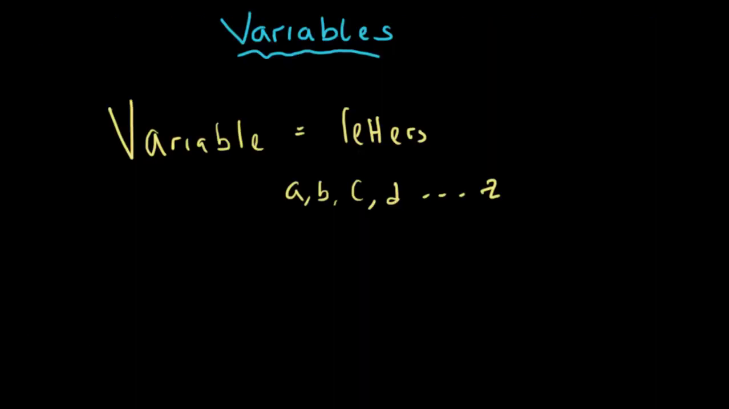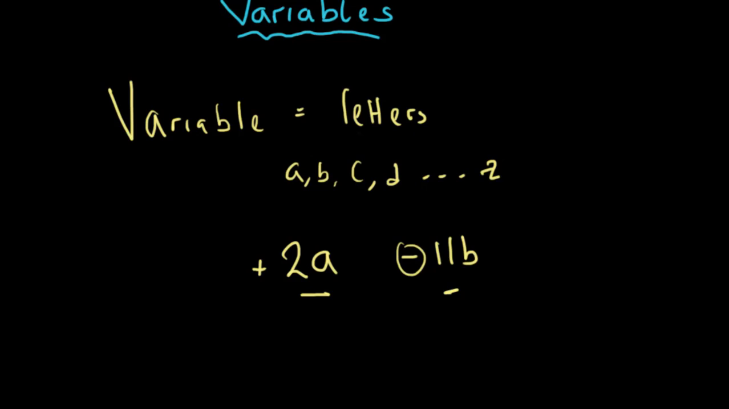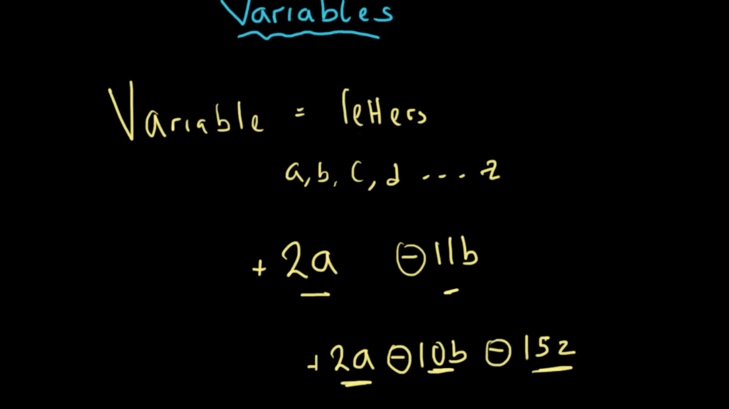Now, as we did in the last video, variables can also have signs. For example, the sign of 2a is plus. Does that make sense? The sign of minus 11b is minus, the sign before it. So if I have more than one variable, let's say 2a minus 10b minus 15z, now the sign of 2a is plus. The sign of 10b is the sign before it, that is minus. The sign of 15z is minus. Does that make sense?